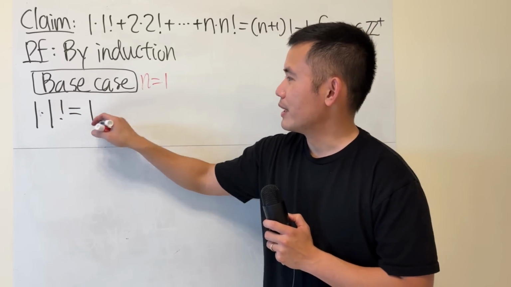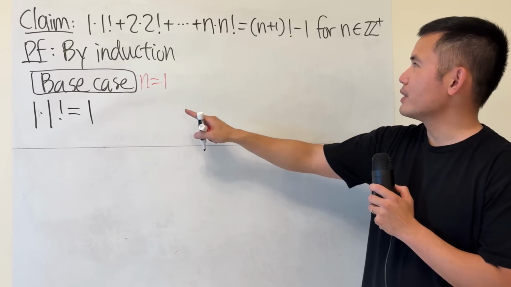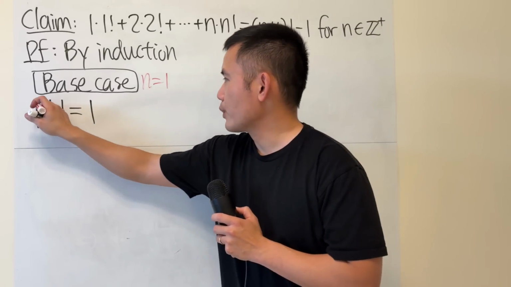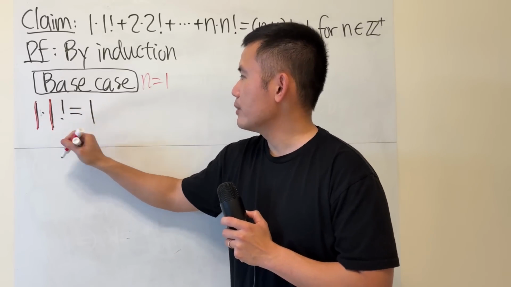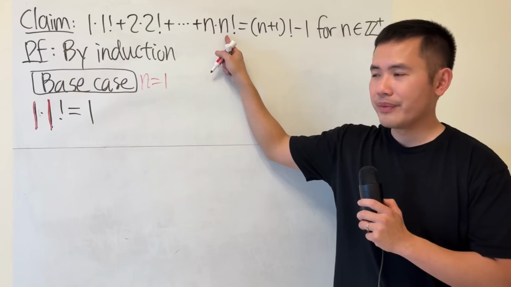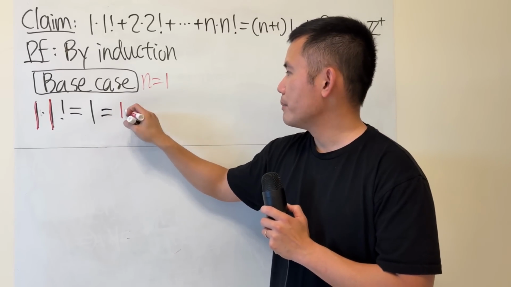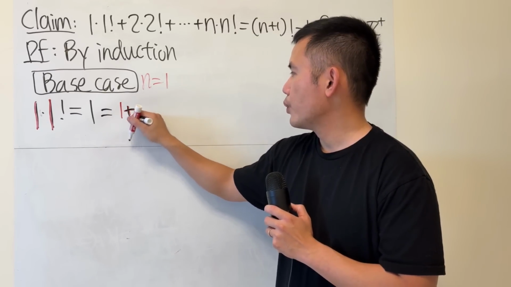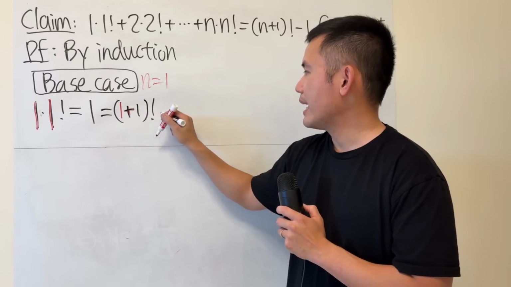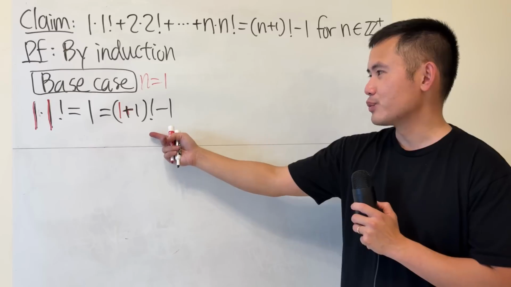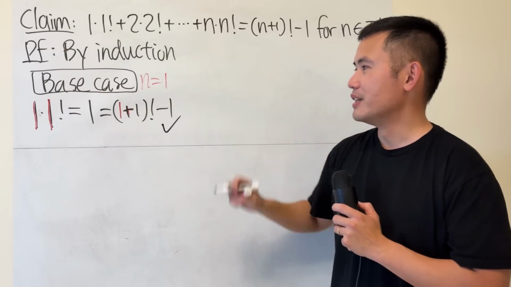And on the right-hand side, if I plug in 1 into here, I'm just going to put 1 times 1 factorial to match the n and n here. And then I'll plug in 1 here, which is equal to (1 plus 1) factorial minus 1, which is 2 factorial, which is 2. Minus 1 is, of course, equal to 1. So this right here checks.